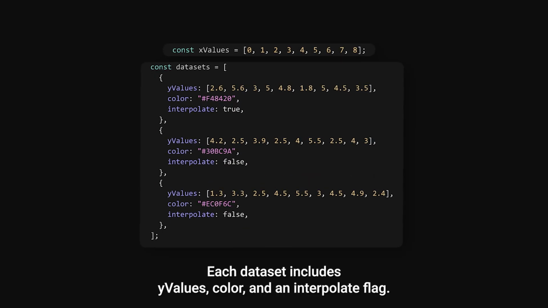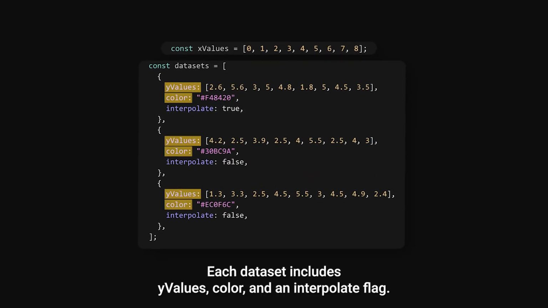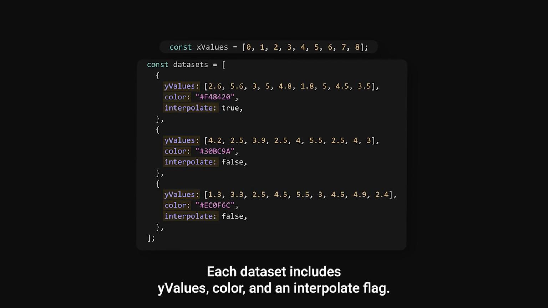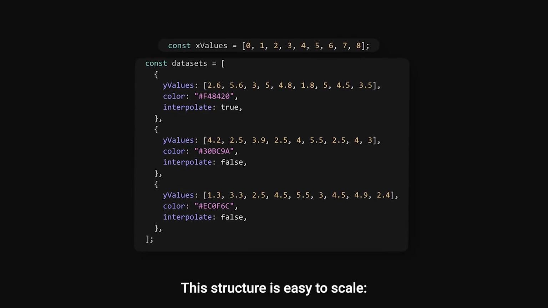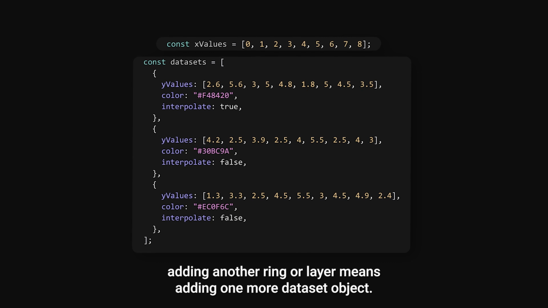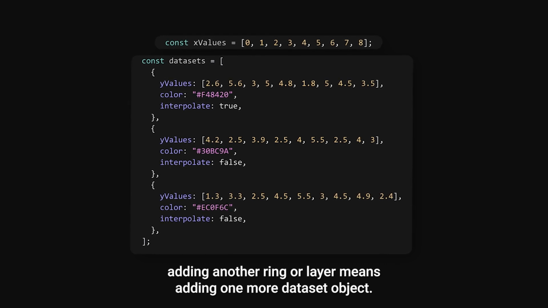Now define x values and a datasets array. Each dataset includes y values, color, and an interpolate flag. This structure is easy to scale. Adding another ring or layer means adding one more dataset object.